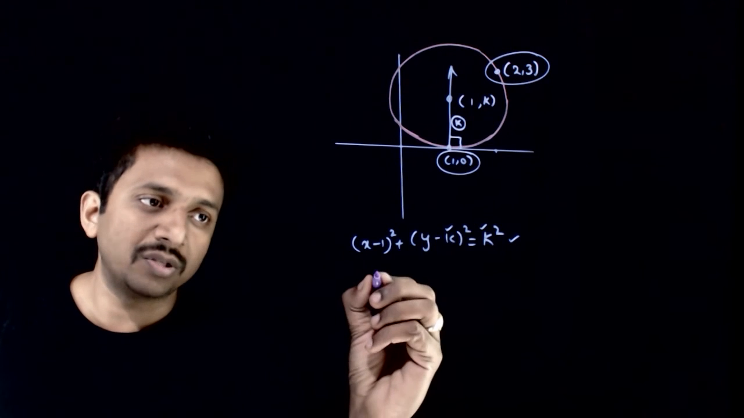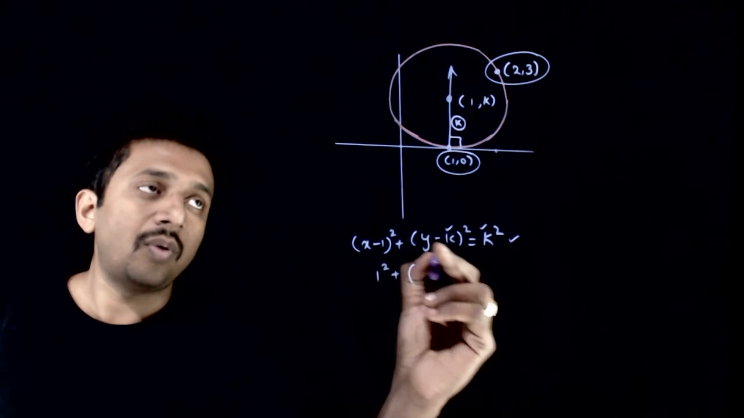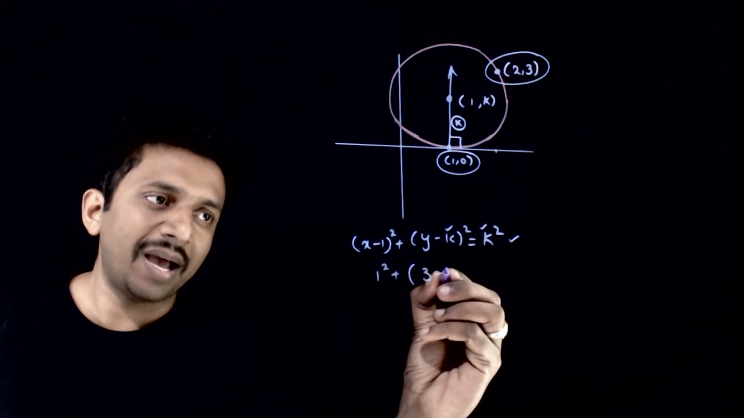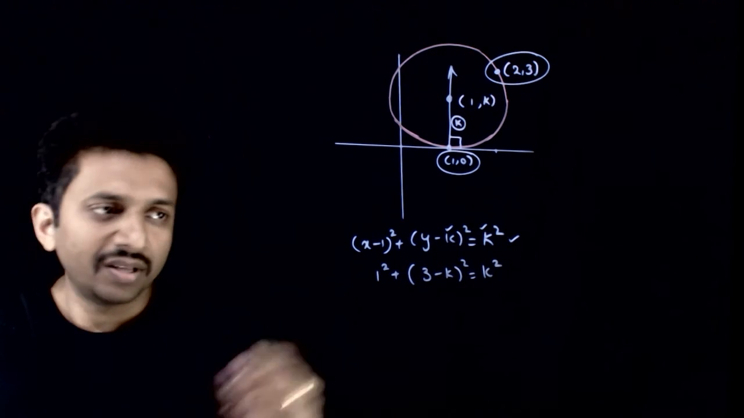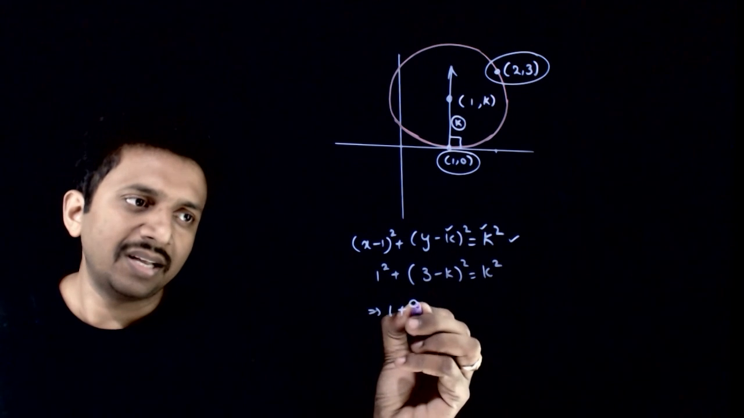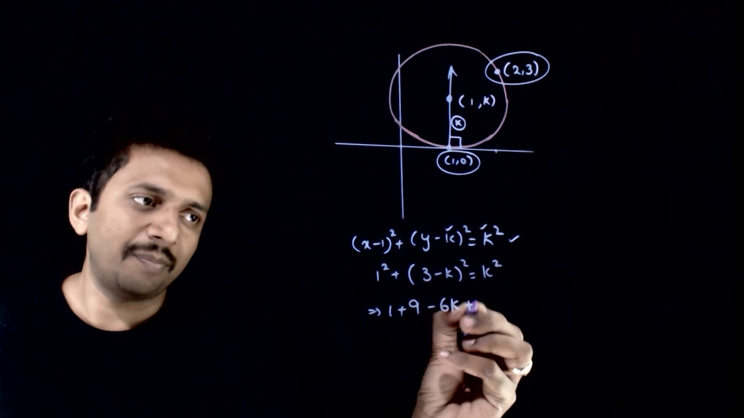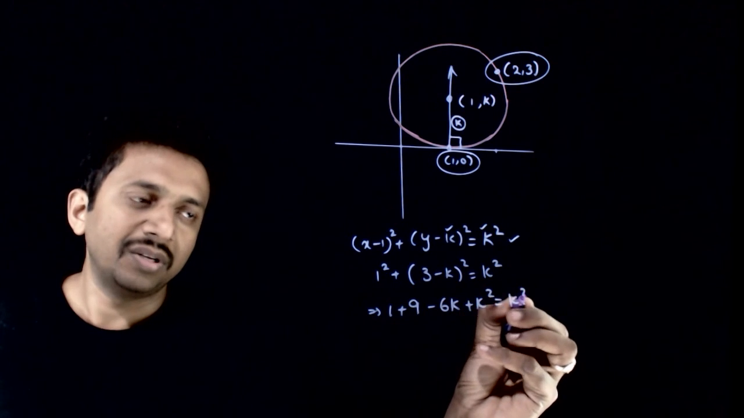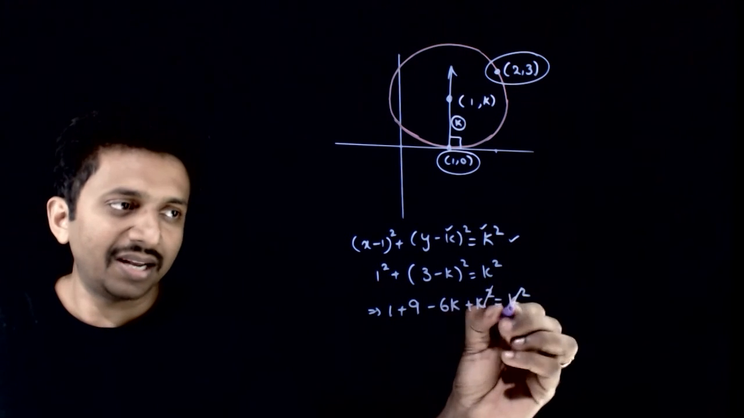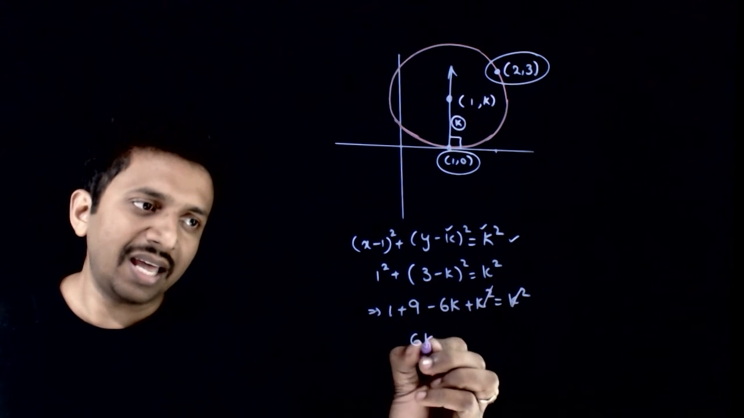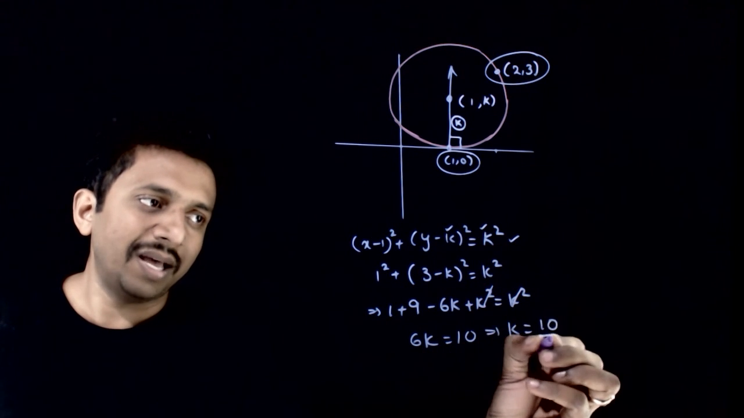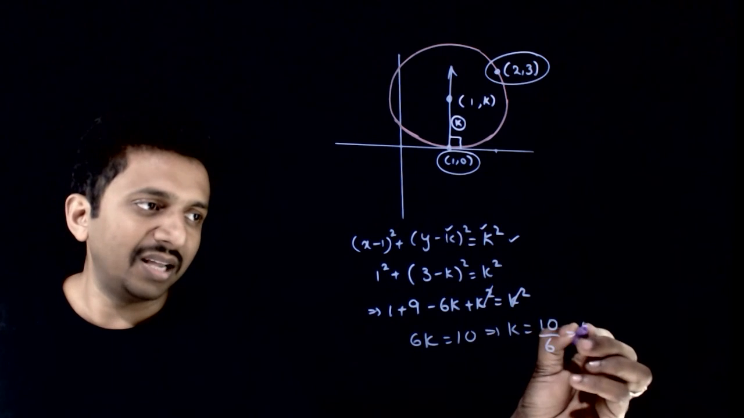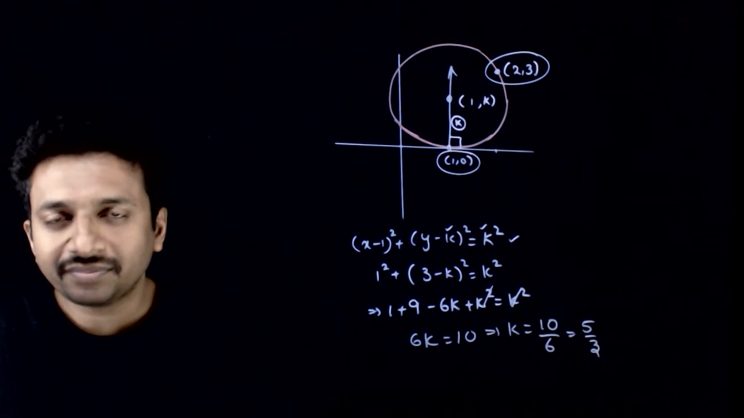So (2 minus 1) whole squared, that is 1 squared, plus (3 minus k) whole squared, is equal to k squared. This implies 1 plus 9 minus 6k plus k squared is equal to k squared. So k squared and k squared get cancelled. So 6k is equal to 10. This implies k is equal to 10 by 6, that is equal to 5 by 3.